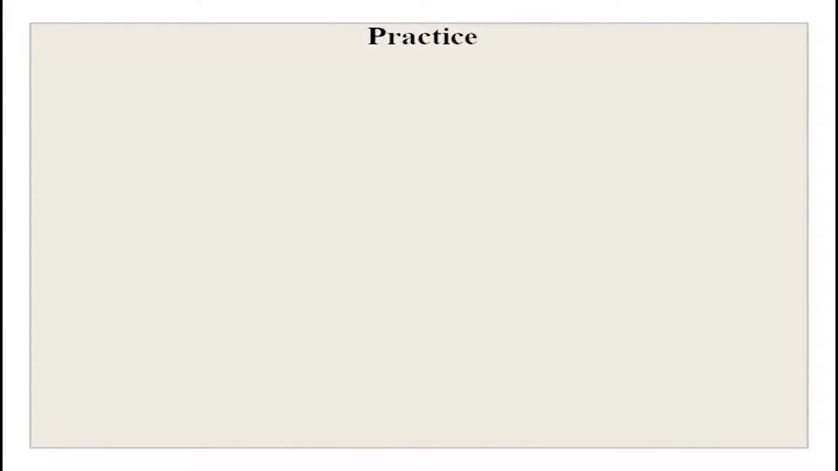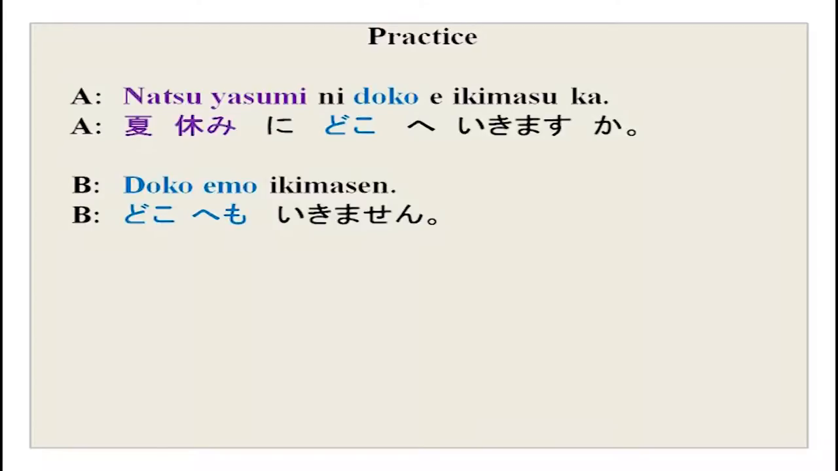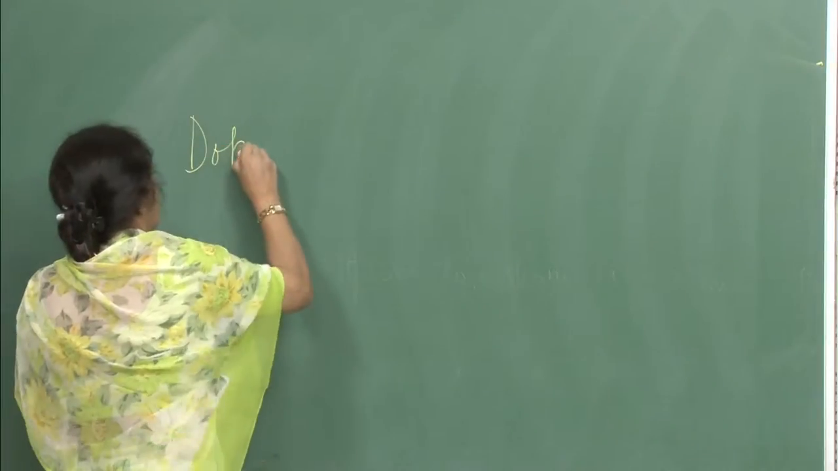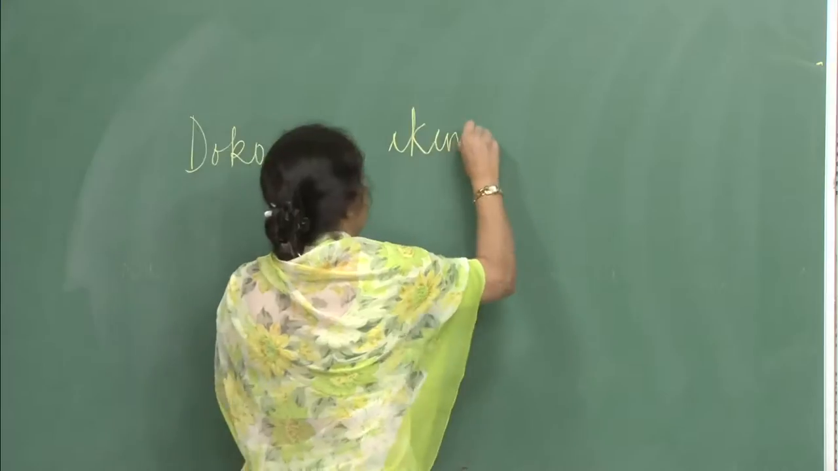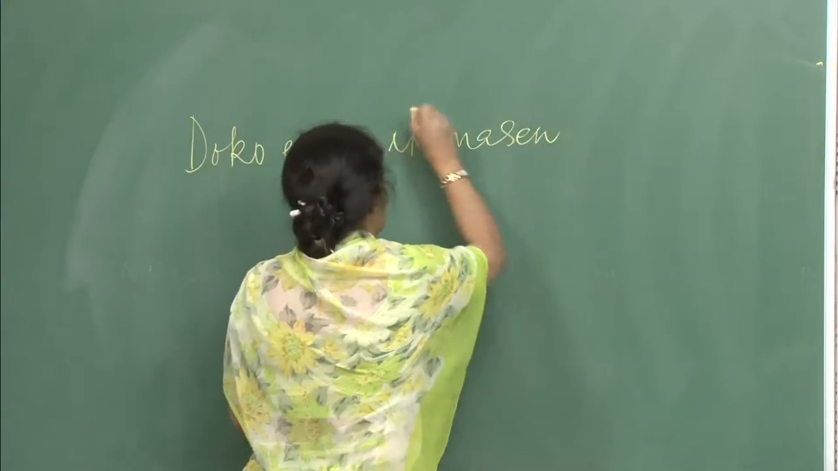Now, natsu yasumi ni doko e ikimasu ka? Well, if you are going somewhere, then you can say America e ikimasu, or Europa e ikimasu. But if you do not want to go anywhere, then doko e mo ikimasen. Doko e mo ikimasen.